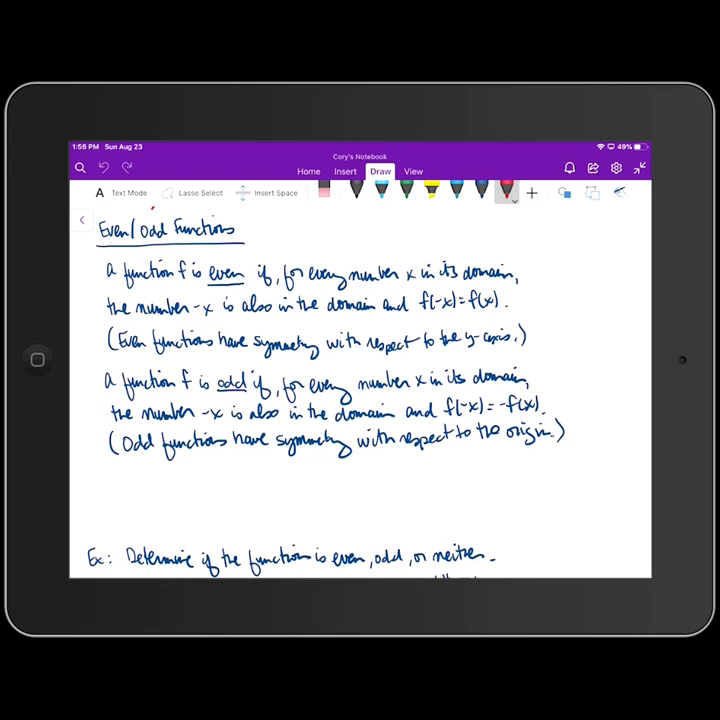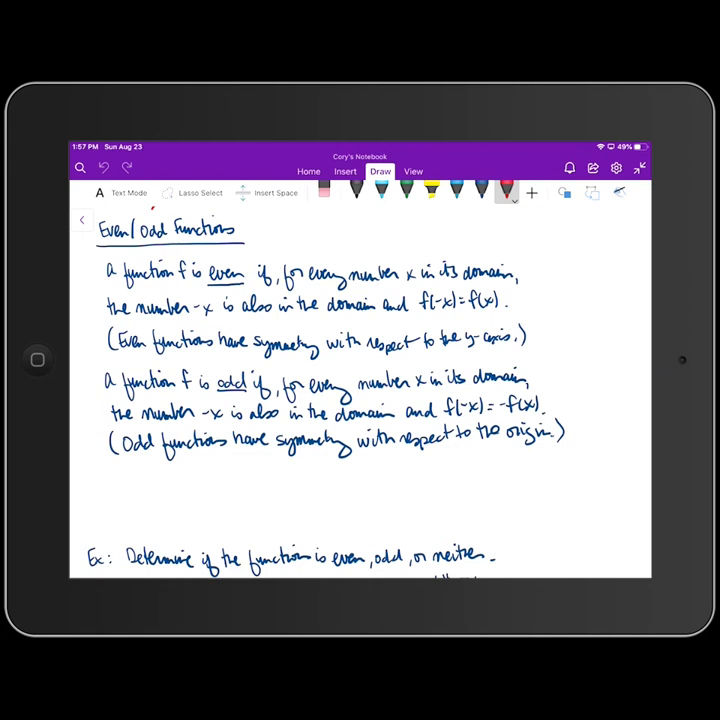Okay, so a function f is even if for every number x in its domain, the number negative x is also in the domain, and if we take the opposite of the input value, if we take f of negative x, then that's going to be equal to the original function that we started with. So when we take f of negative x, it gives us back f of x. If you have a function that is even, then the graph is going to have symmetry with respect to the y-axis.